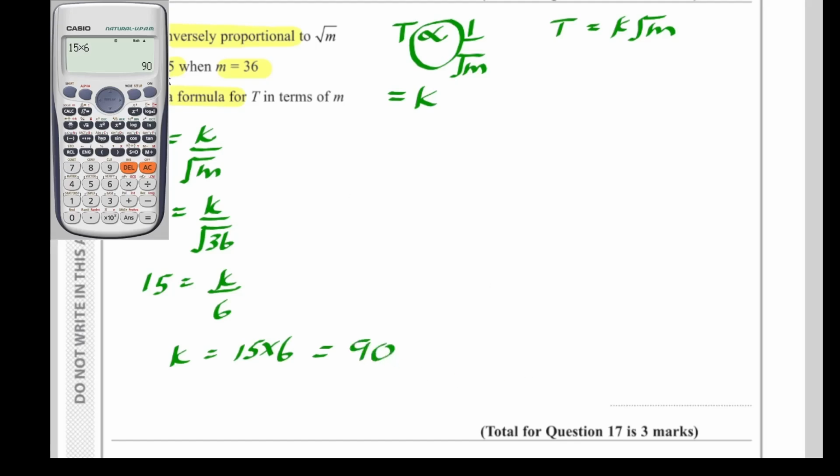Now you need to write the formula. Some students end the question from here, losing 1 mark. You have to write the full formula. You need to replace the value of K. T equals, you have to write the value of K, which is 90, over root M. This is your formula.